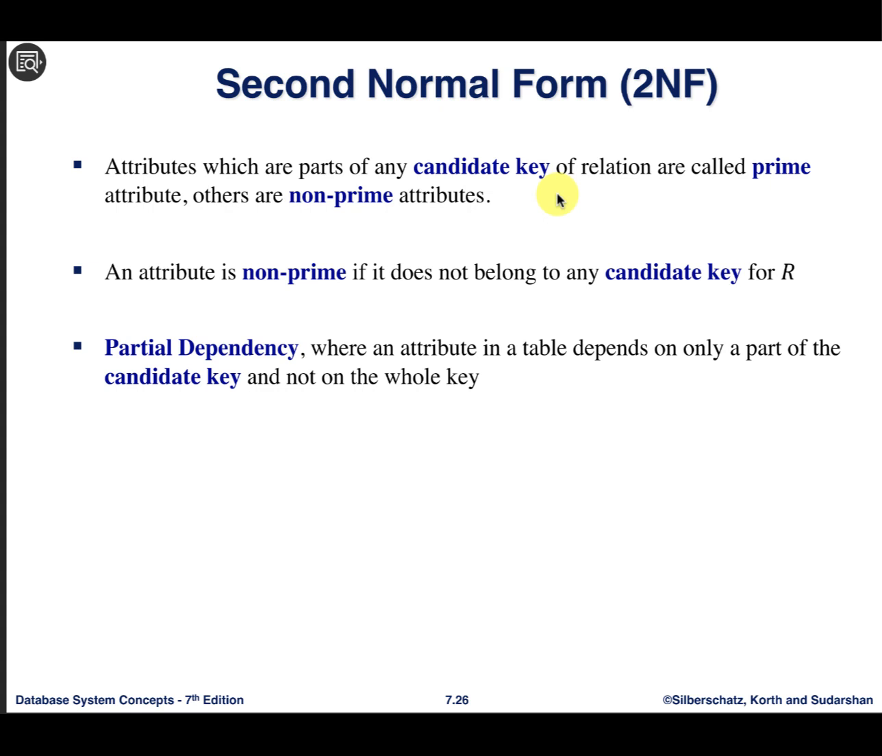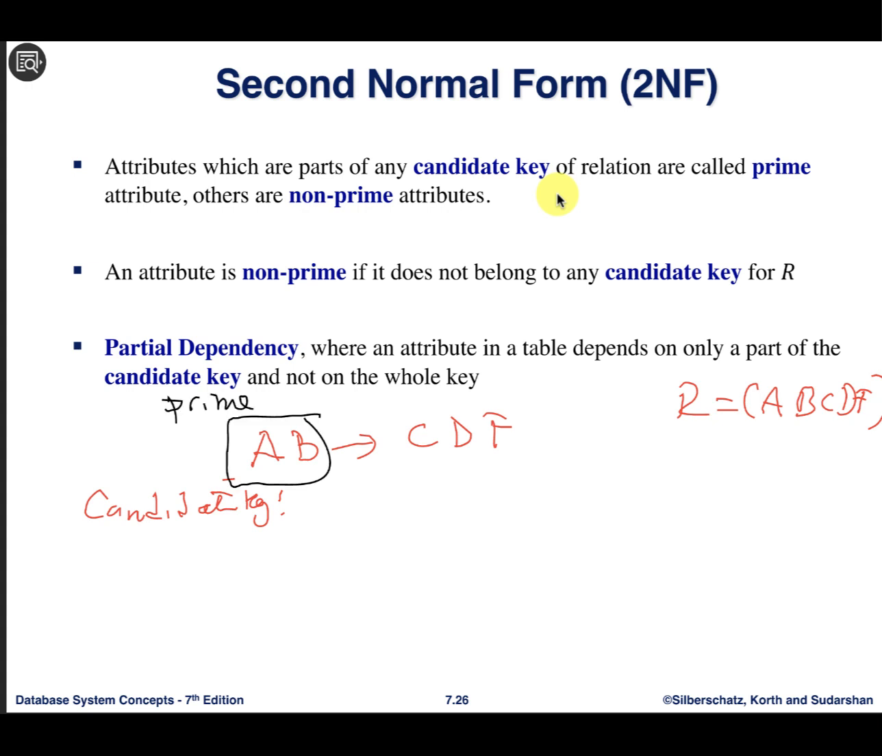So for example, assume that A, B determines C, D, F, and the relation R is A, B, C, D, F. This is the candidate key. The set of attributes that belongs to the candidate key, we call prime attributes. The set of attributes that wasn't part of any candidate key, we call non-prime attributes.